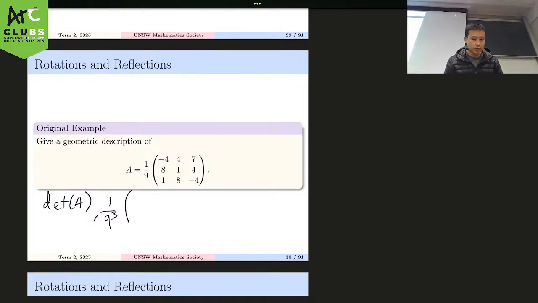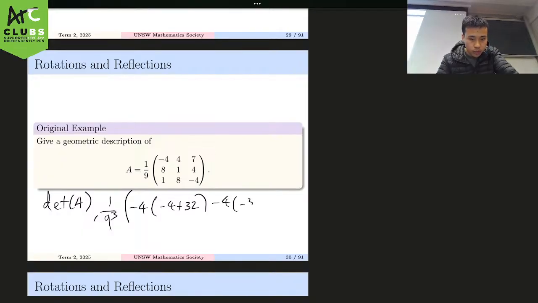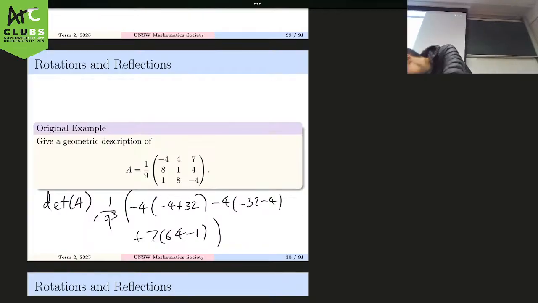The inside stuff I can't really skip, so I have to do it. It's -4 and then -4 plus 32, -4 minus 32 minus 4 plus 7, 64 minus 1. Okay, a bit of a pain.